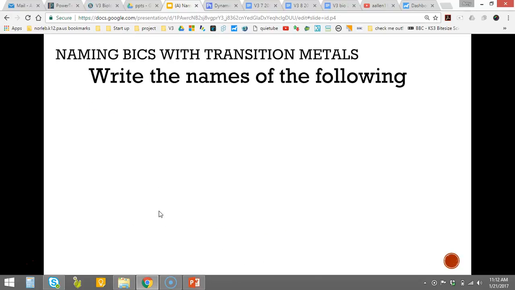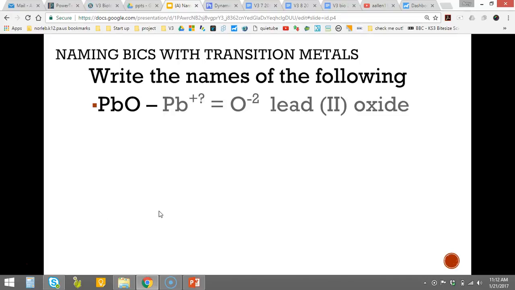Moving on. The next compound is PbO. Pb is lead. Oxygen is a -2. To balance that out, lead must be +2. So we have lead(II) oxide.